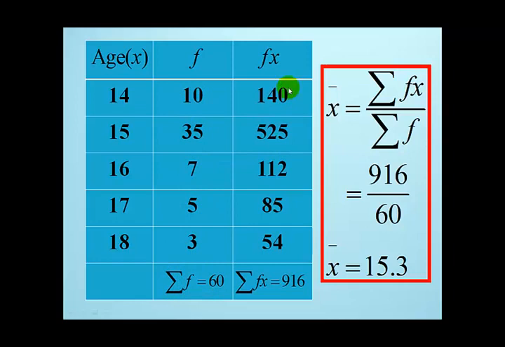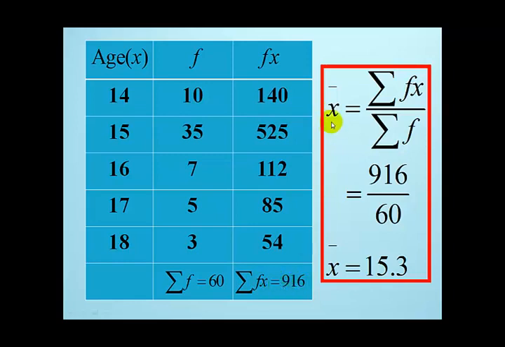Then let's sum all the fx values. These are the fx. The fx means f times x, and that's what we have done. So we have to sum all the fx in order to get the summation of fx. So 140 plus 525 plus 112 plus 85 plus 54. That is, summation of fx is equal to 916.